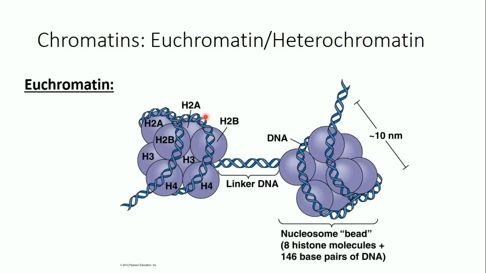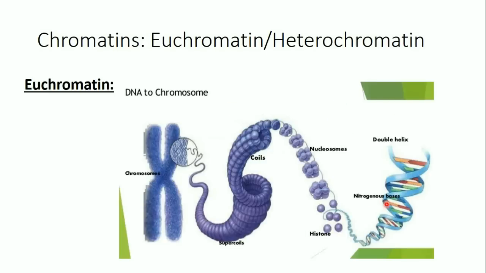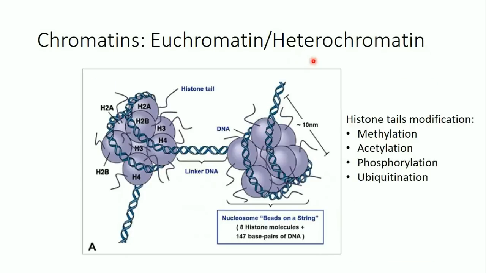This is the euchromatin. So normally the chromosome is like this. This is the DNA. Now we have 8 histones with the DNA around it, and then they coil together to form the chromosome. This is the euchromatin structure. What happens in X inactivation is that the chromosome is converted from the euchromatin structure to the heterochromatin structure, which is more condensed. Let's see how.